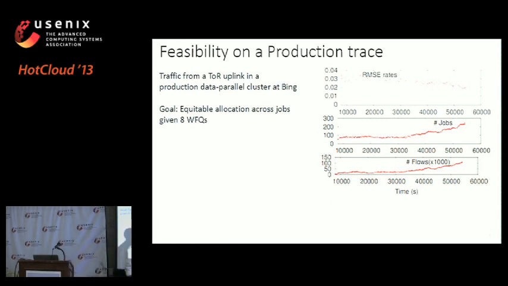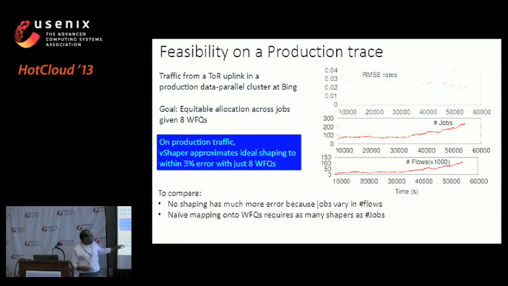So naively, the number of jobs you have is roughly 100. So if you wanted per job allocations, then you had to have a per job queue. If you did not have that, what would have happened is that jobs vary in the number of flows. So putting everybody in the same queue gives you a lot of non-uniformity. It gives you allocations significantly far away from fairness. We find that VShaper gets about 3% error with just 8 weighted fair queues.